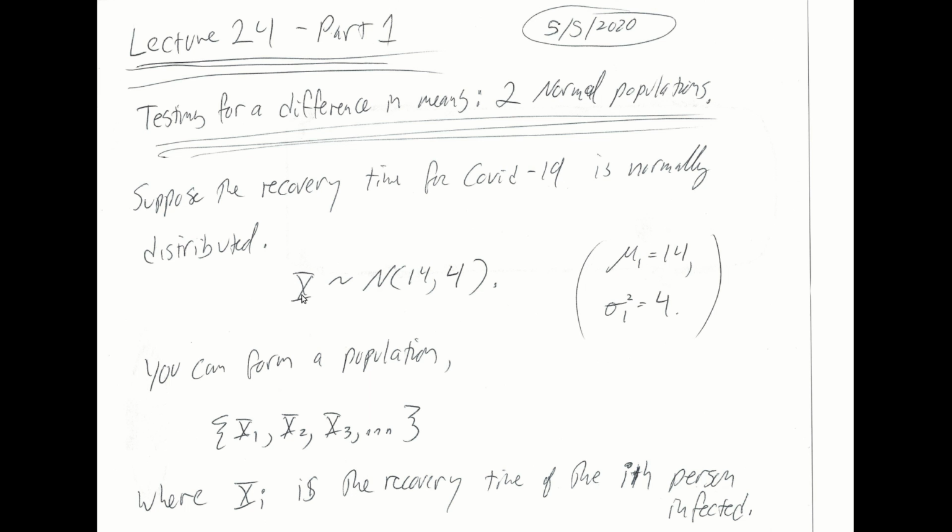So there is a population. We have such a random variable. We can use this random variable to create a population by taking a countably infinite collection of independent copies of our original random variable. So X1 is going to be a normal of this type, X2, and so forth. This represents the recovery time of the first person who catches the disease, the recovery time of the second person, and so forth.